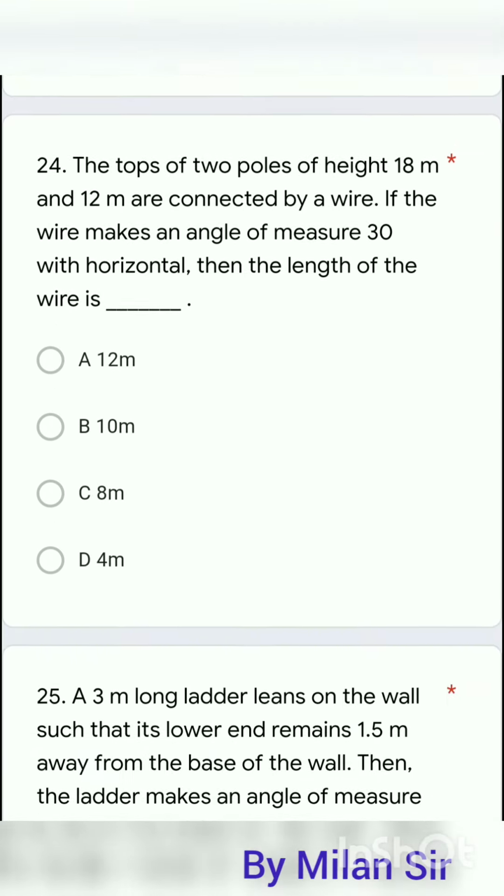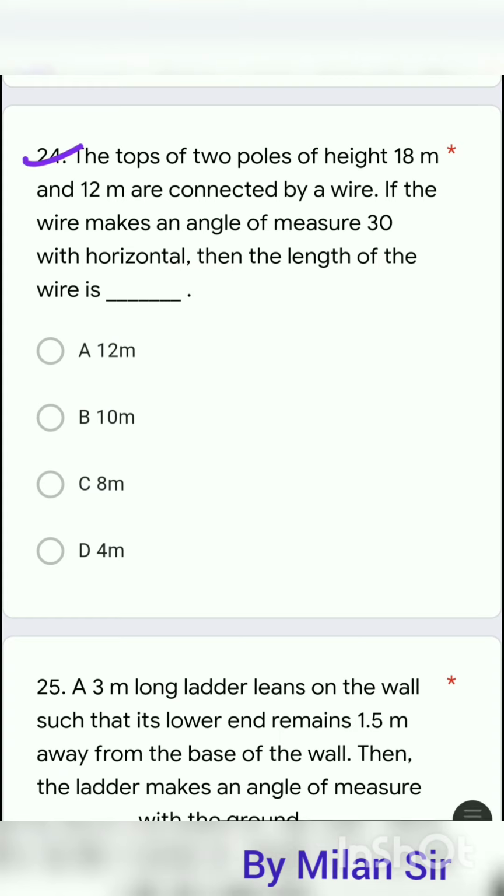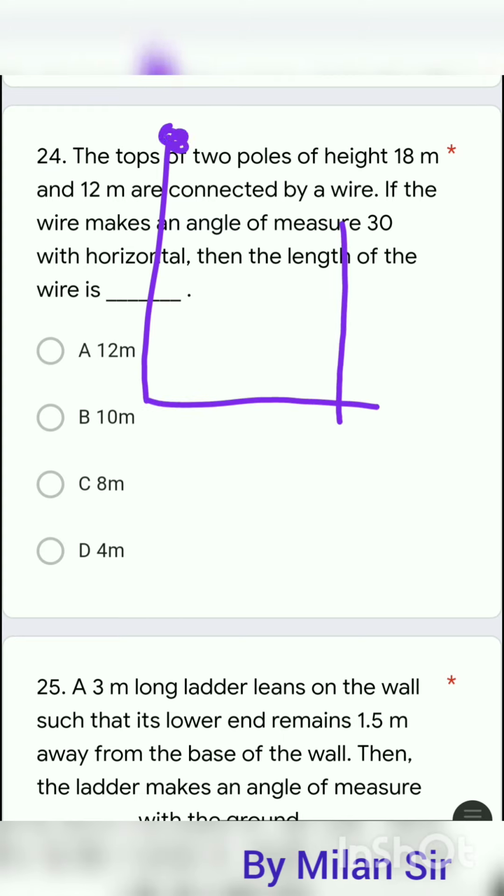Okay. After that, question number 24. The tops of two poles of height 18 meter and 12 meter are connected by a wire. If the wire makes an angle of measure 30 degree with the horizontal, find the length of the wire. Okay, here we have two poles, one with height 18 and one with height 12. Now the tops of these two poles, that means these two points, we need to join with one wire. So here one wire is connected and this wire makes a 30-degree angle with the horizontal.